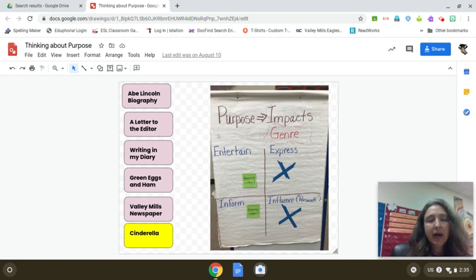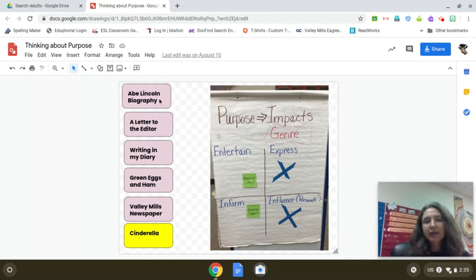So let's think about what is the purpose for an Abraham Lincoln biography. Think about that. What is the purpose for an Abraham Lincoln biography? All right. If you said that the purpose of an Abraham Lincoln biography is to inform, you would be correct. My computer's like frozen. It's not letting me drag that for some reason.